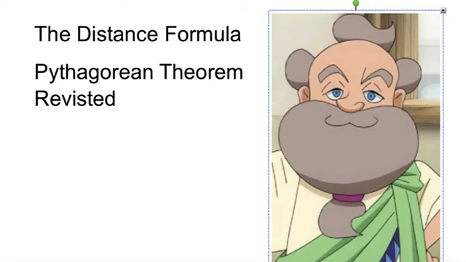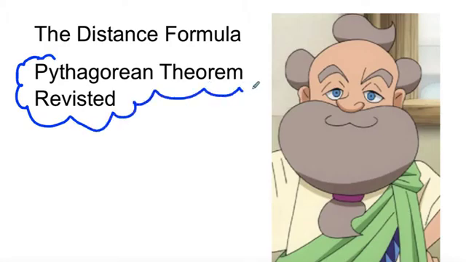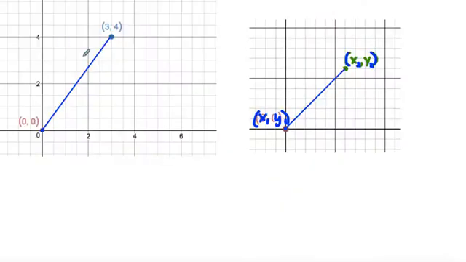And today we're going to be talking about the distance formula. And really, for the distance formula, we have to revisit the Pythagorean theorem. And there's our good old friend Pythagoras to help us get started. All right, well, the distance formula is something that we can use when we are calculating the length between 2 points in the coordinate plane.